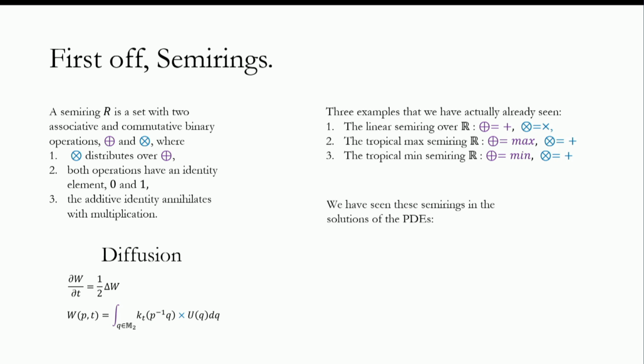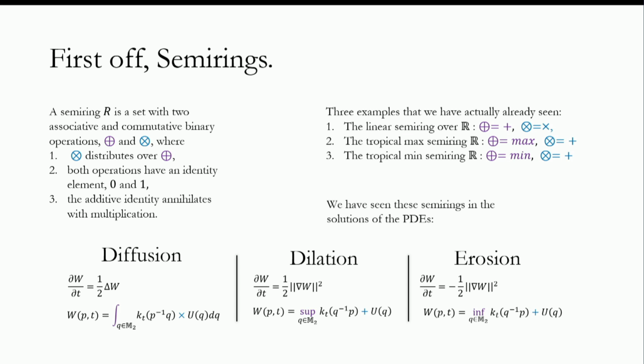So with diffusion, the solution was a convolution where the integral is like a sum, and you multiply the kernel with the initial condition. Dilation was this morphological convolution, so the supremum is like the maximum, and the kernel is added to the initial condition. And with the erosion, you have an infimum and again a plus. So this is where you've seen these semirings before. Okay.